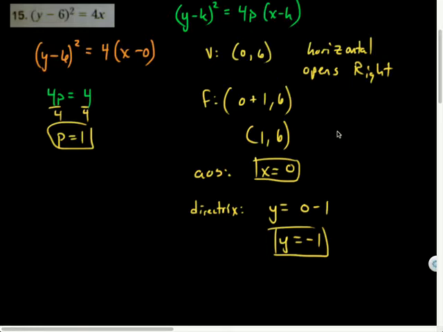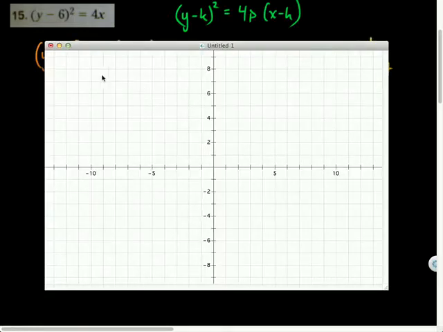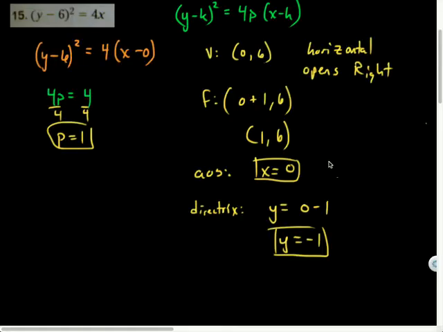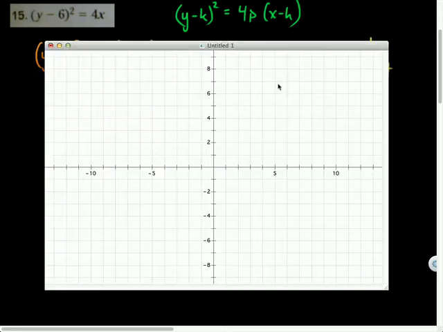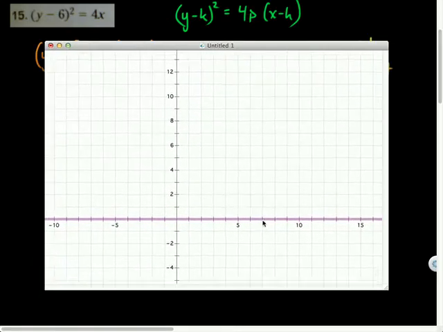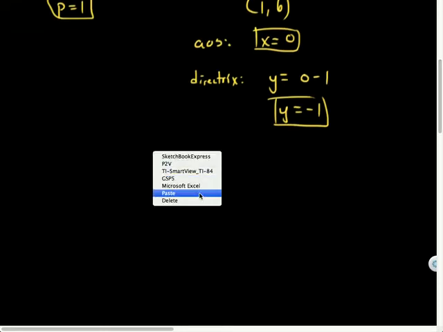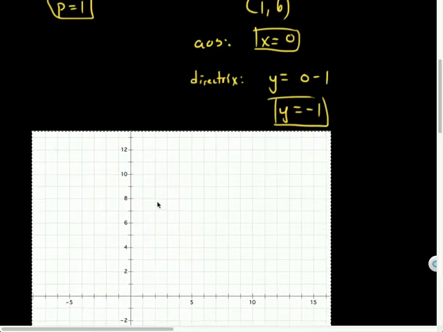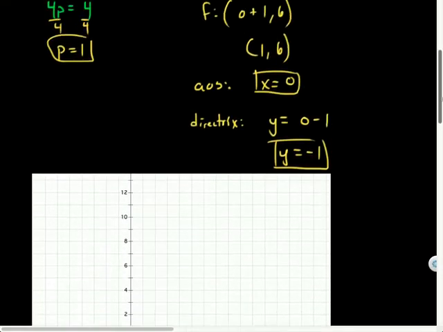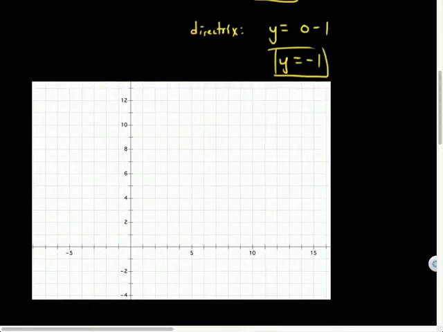So in order to graph this, let me just pull up this grid here. I think this one will suffice for us. Let's see, hide those. Where is our vertex? 0, 6. So I'll want to, and it's opening to the right. So center it somewhere around there, like so. And let's plot some points. So our vertex is at 0, 6.